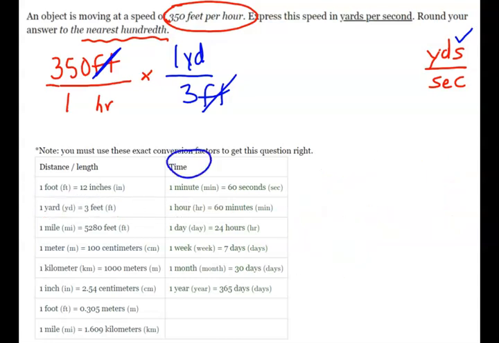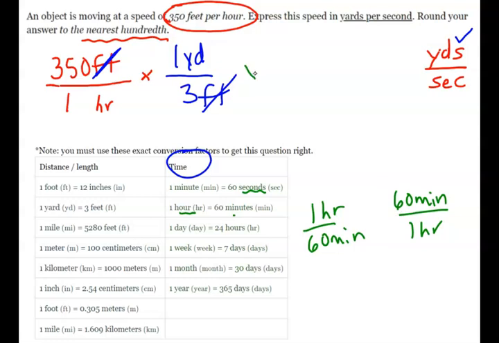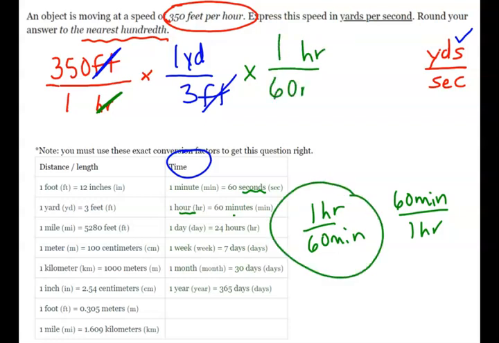All right, I've accomplished my transition there for yards, so now I'm going to focus on the time. I'm going to look here in my time chart to see if I notice any facts about hours and seconds. So here's hours, here's seconds, and that's it. So there's no direct conversion from hours to seconds in this chart, but I can go from hours to minutes. So 1 hour is 60 minutes, or 60 minutes is 1 hour. So I have to decide which ratio I want to use. I have hours in the denominator, so I want hours in the numerator. That would be this one here. So 1 hour is 60 minutes.